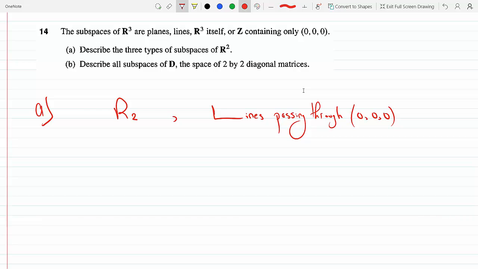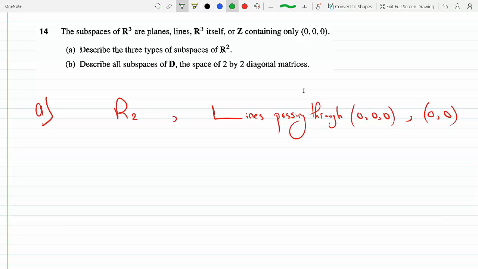And of course, just like the 0, 0, 0 vector in R3, so is the point 0, 0 in R2. That's also a subspace. All these are closed under addition and multiplication, and therefore they qualify as subspaces.